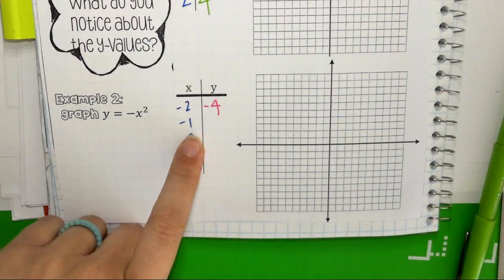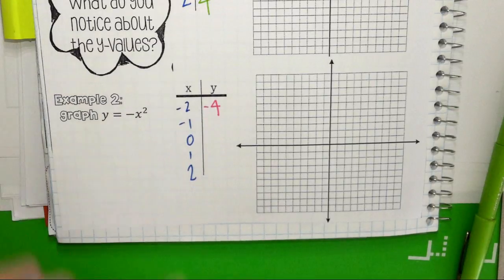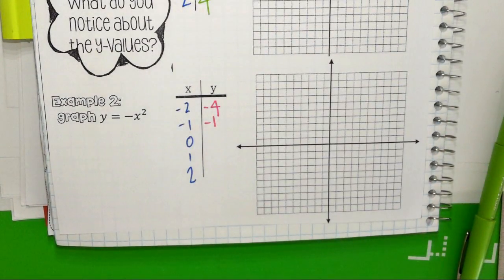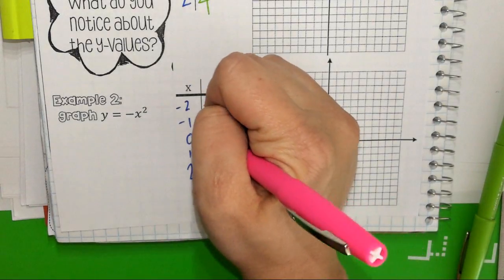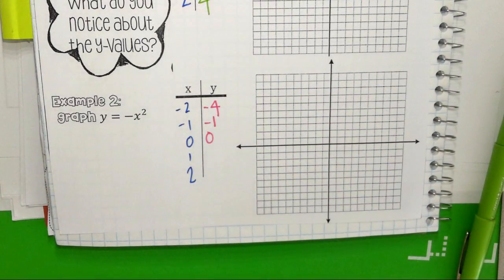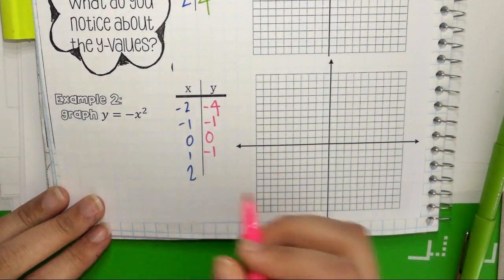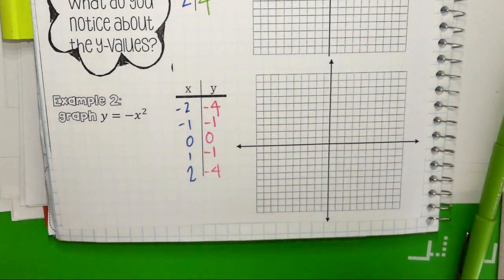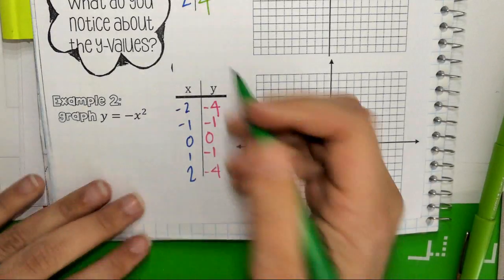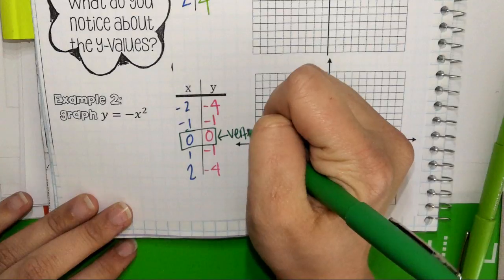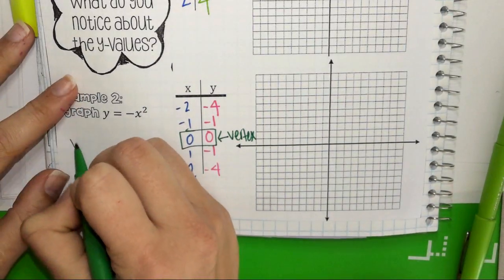Okay? When we square -1, we get 1. But what does the negative make it? Is 0 going to be -0 or do we just get 0? 0. Good. And then 1 squared is 1, but what does it become because of the negative? Awesome. What is our vertex? 0. Is it ever going to be something else? Yes.